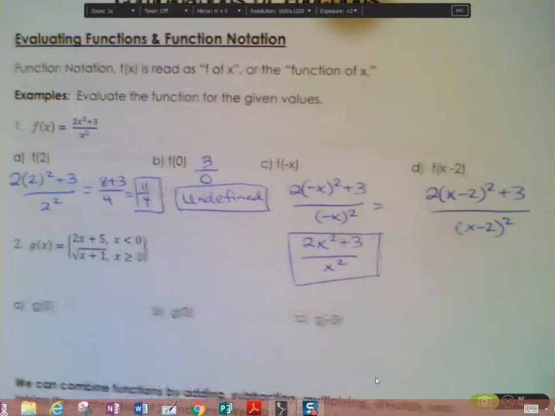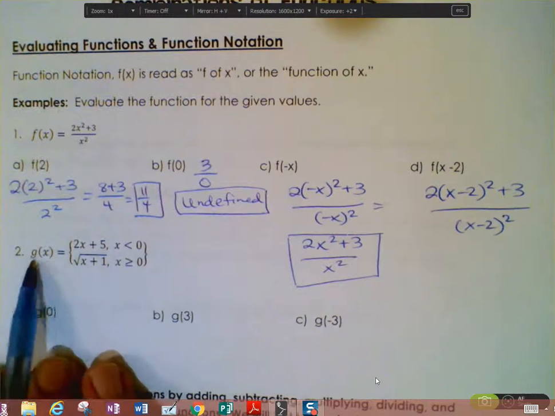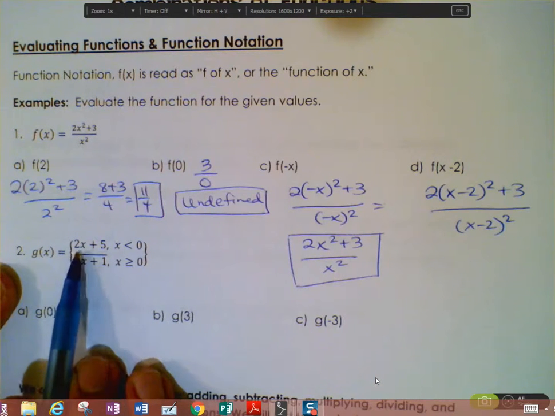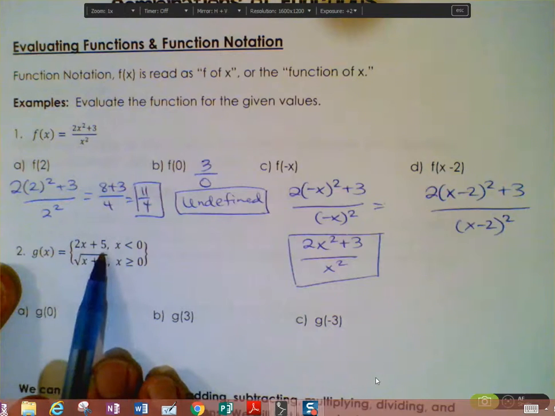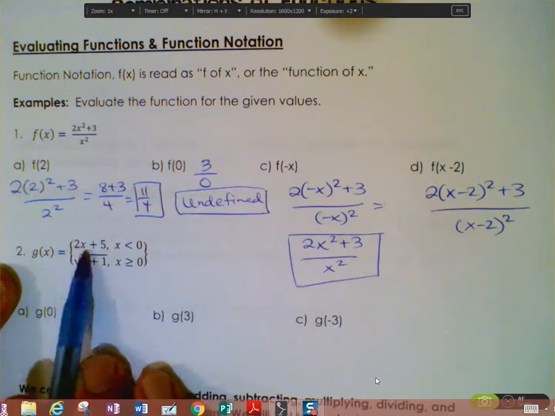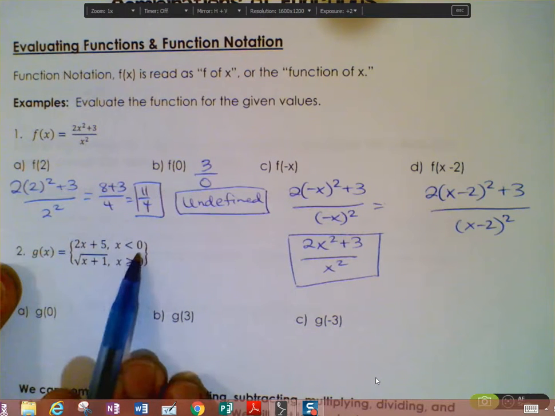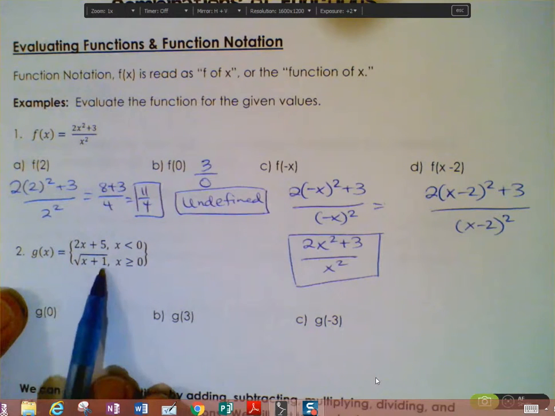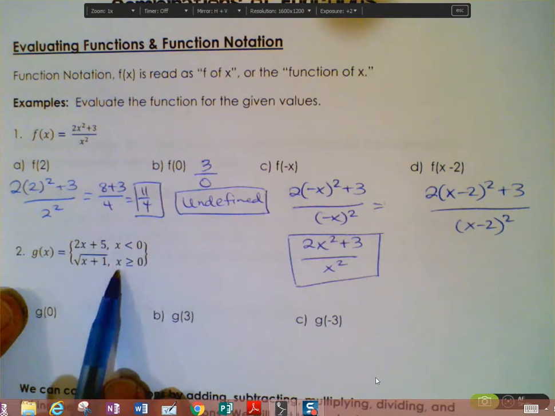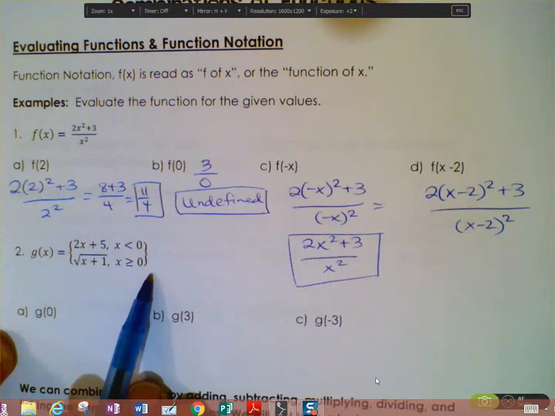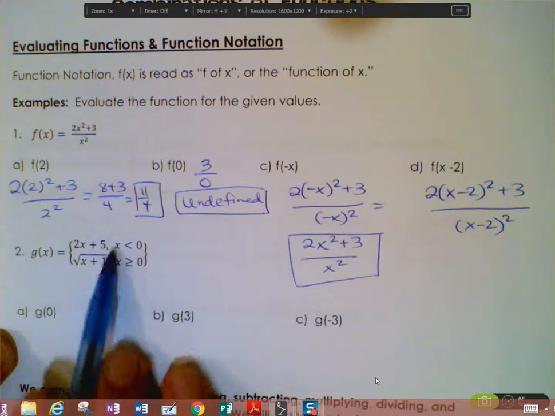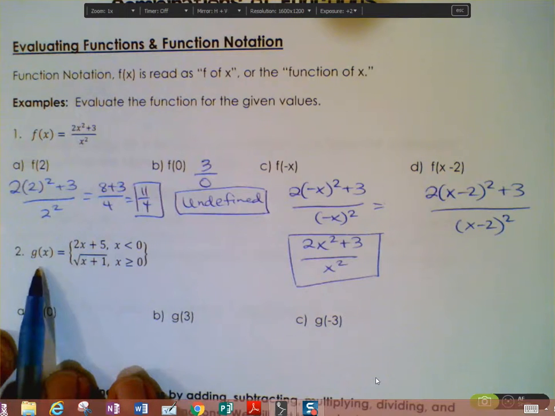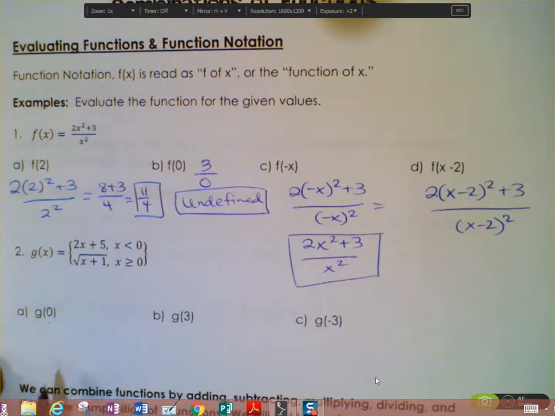Number 2, we have a function that has 2 parts. The first part of the function is 2x plus 5, but this is only used when x is less than 0. The second part of the function is the square root of x plus 1, and this is only used when x's are greater or equal to 0. So we have to pay attention. This is the domain. We need to know which part of the function to use. This is actually called a piecewise function.